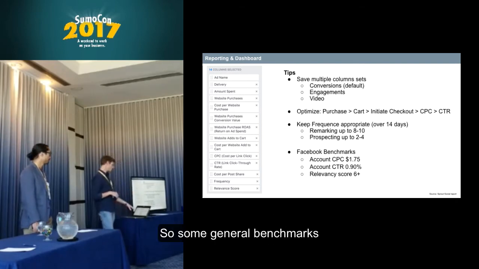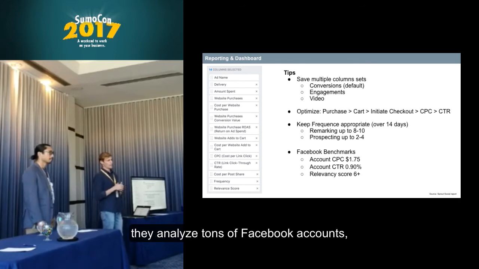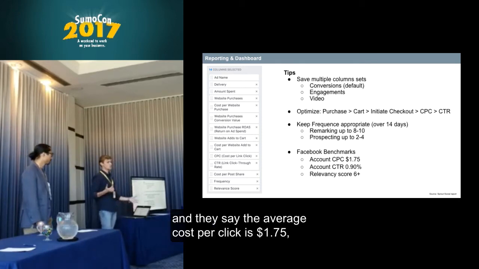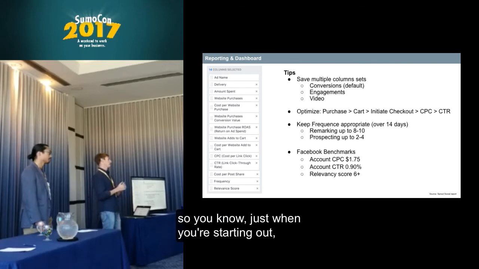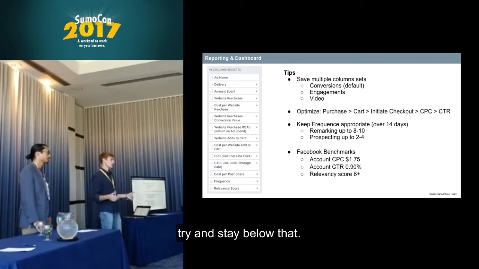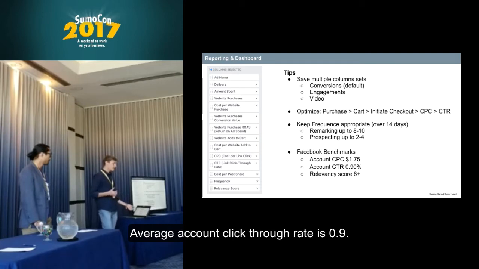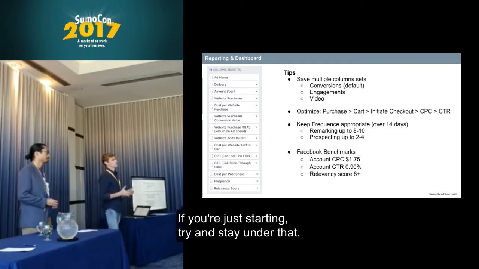So some general benchmarks that Sprout Social publish. They analyze tons of Facebook accounts, and they say the average cost per click is $1.75. So when you're starting out, try and stay below that. Average account click-through rate is 0.9. If you're just starting out, try and stay under that.